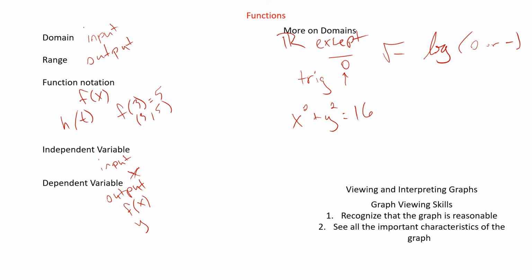Second, see all the important characteristics of the graph. If you're looking at a parabola, you need to see the vertex, possibly even the intercepts. You want to see some asymptotes. I mean, there are things on graphs that are important to see that really define the graph. So you need to be able to see that. And again, these are skills. They're built from practice and stuff.